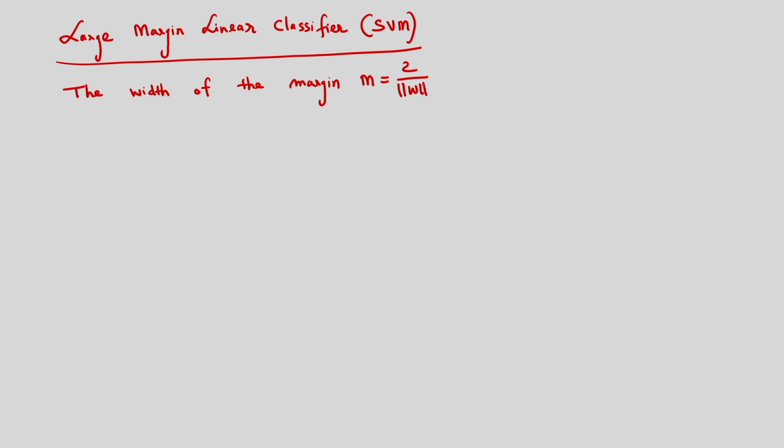Already I have explained this, and based on this margin width, I have defined the optimization problem. The problem is: minimize 1 by 2 norm of W square, subject to the condition yi (W transpose xi plus b) greater than or equal to 1.